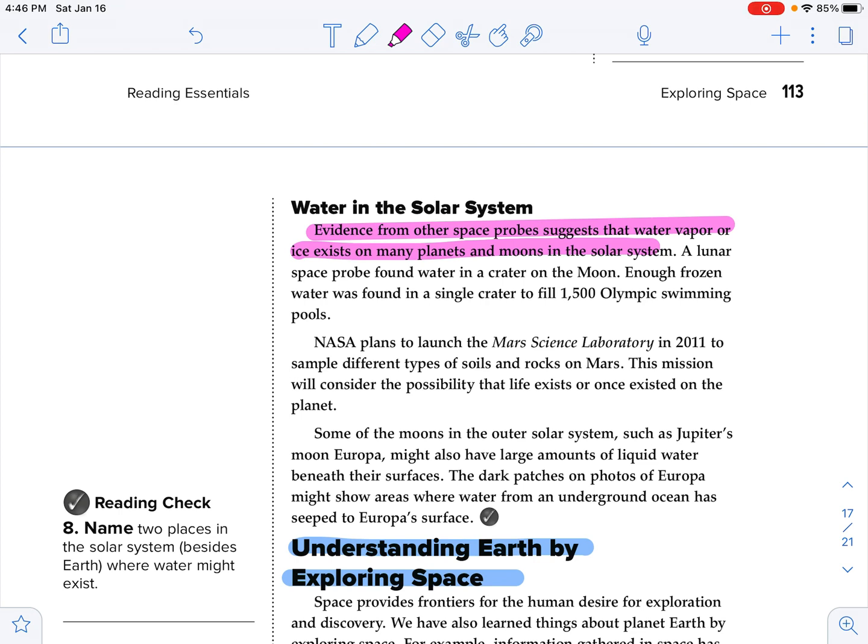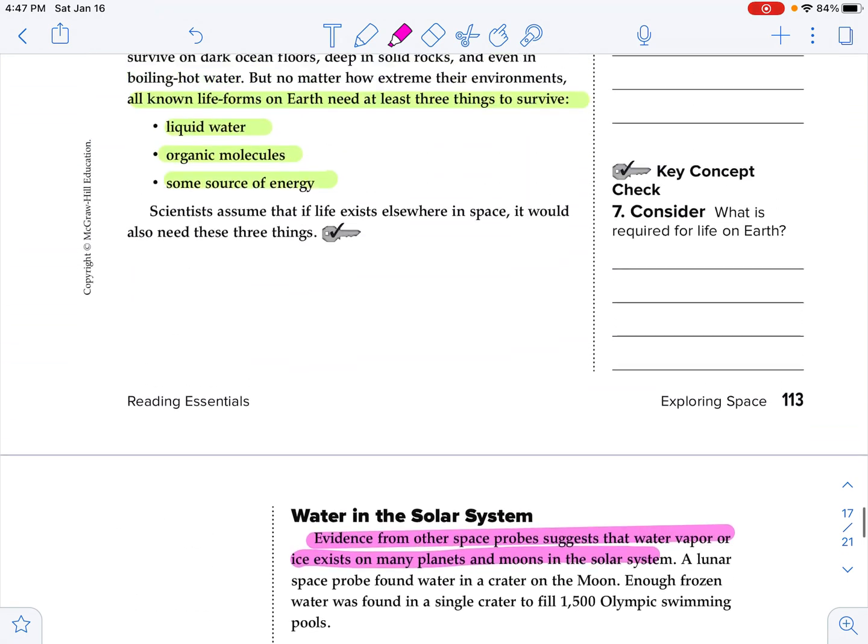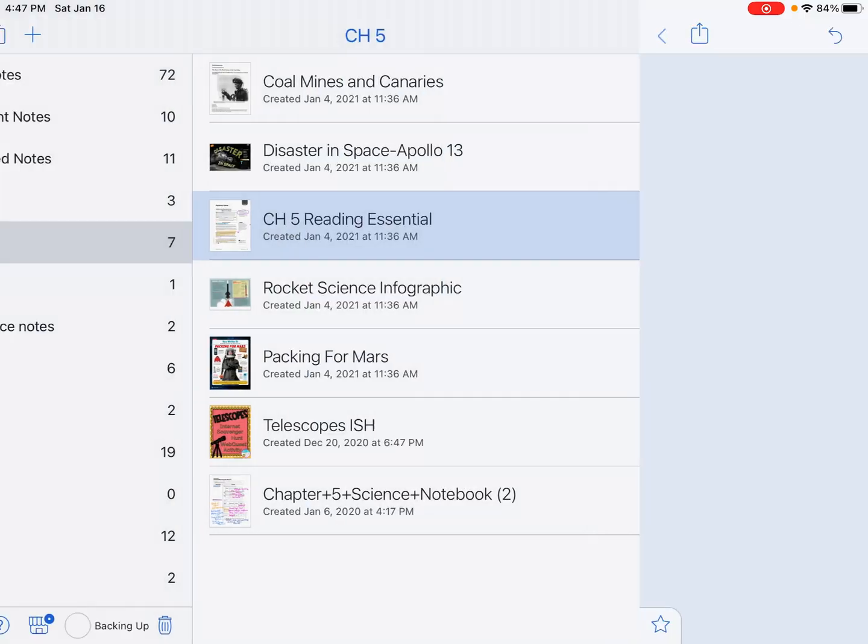NASA plans to launch the Mars Space Laboratory in 2011 to sample different types of soil and rocks on Mars. This mission will consider the possibility that life exists or once existed on the planet. Some of the moons in the outer solar system, such as Jupiter's moon Europa, might also have large amounts of liquid water beneath their surfaces. The dark patches on photos of Europa might show areas where water from an underground ocean has seeped to Europa's surface. So here we are at the blue, so we are ready to take a look at our notebook.